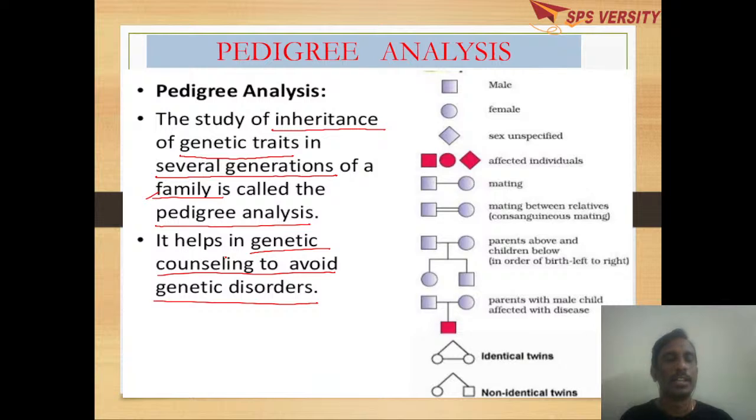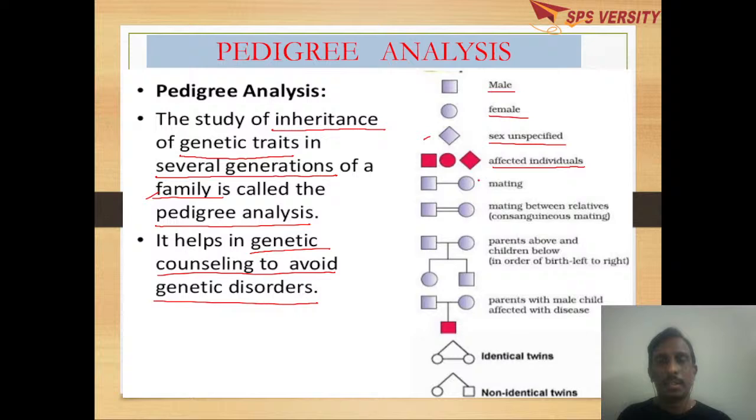In pedigree analysis, many symbols are used to represent different individuals. For example, a male is represented by a square. A female is represented by a circle. Sex unspecified, meaning you are not able to find it out, has this symbol. If these symbols are filled with color, like black or red, it shows affected individuals. Affected means they have that specific trait.